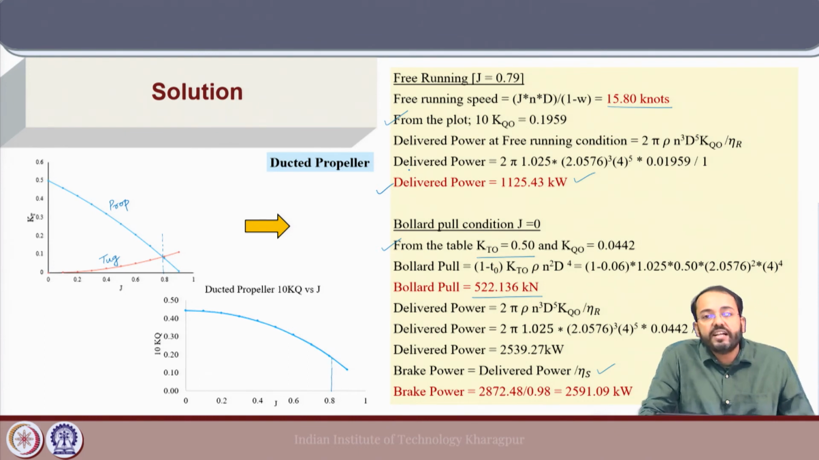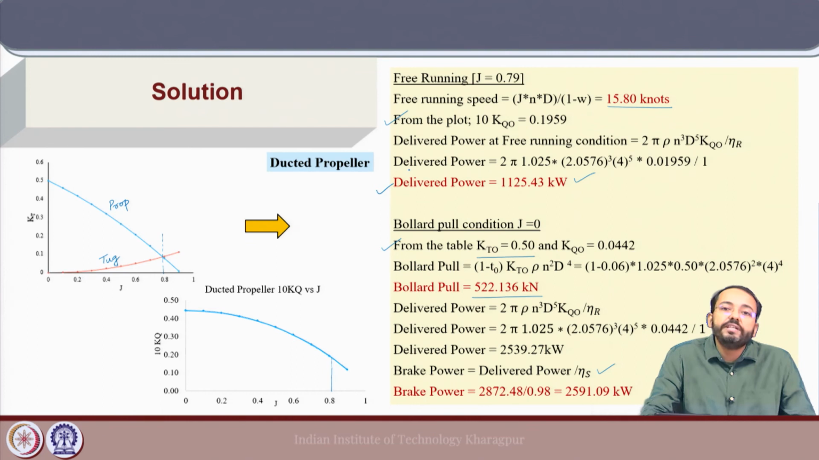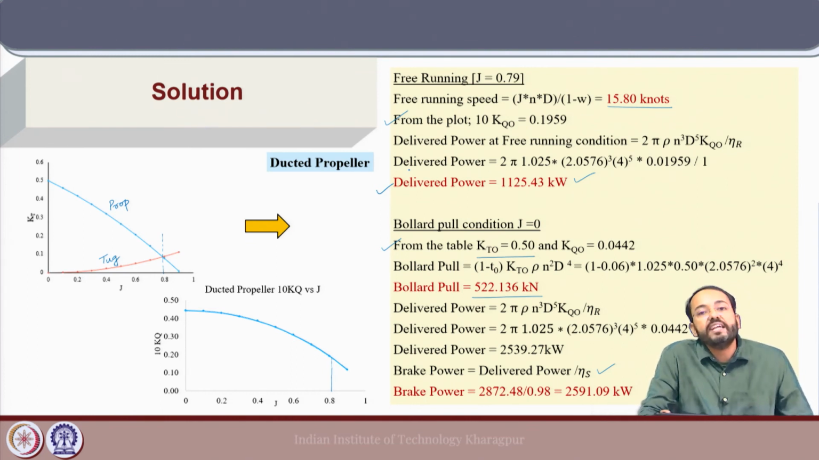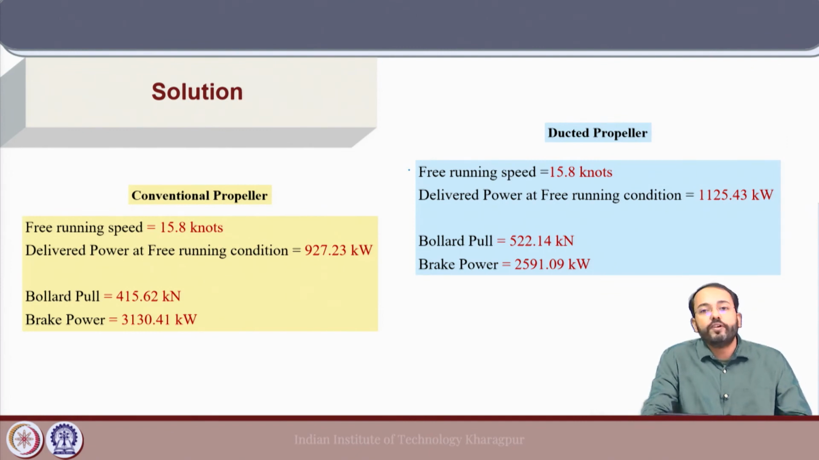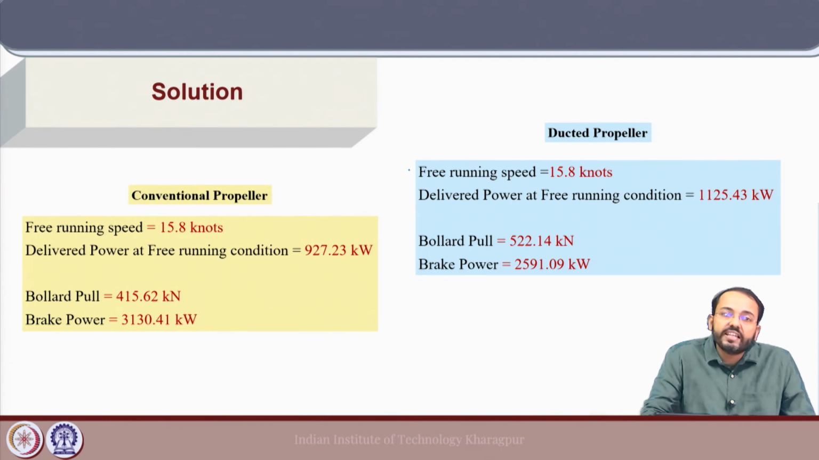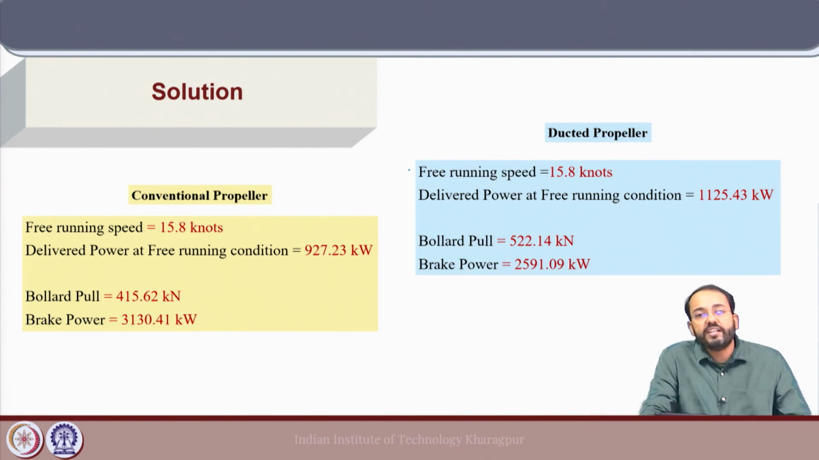Also, in the free running condition, the tug can achieve the same free running speed of 15.8 knots with the open propeller at a lower power requirement as compared to the ducted propeller. This table gives a comparative overview of the powering requirements using the conventional and the ducted propellers for the given tug, and also the Bollard pull comparison for the two propellers.